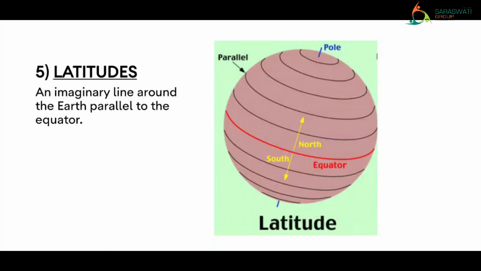You can see, since the equator is in the center, it is the longest latitude, and the rest of the latitudes, as they move away from the equator, their length decreases. The circle becomes smaller and smaller, and the circle near the pole is very small, and when it reaches the pole, it becomes just a dot. So latitudes are parallel to the equator. Okay?